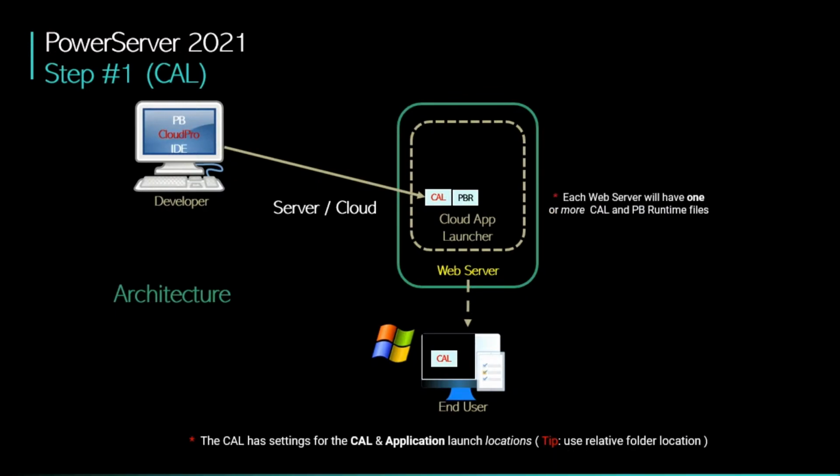So each server will have one or more CALs and PowerBuilder runtimes because each one is tied to a different build and a different version of PowerBuilder. So for example, you could be using PowerBuilder 2021 for application A. You could be using PowerBuilder 2022 with PowerServer 2022, which of course would have a different CAL version and PowerBuilder runtime files for that particular version.